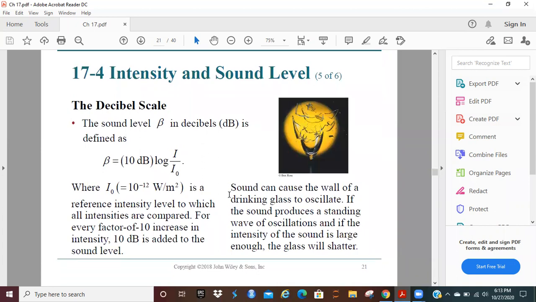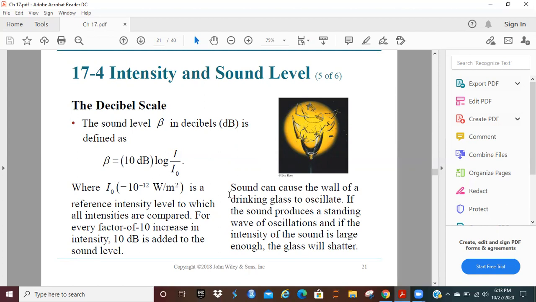The decibel scale. A sound level beta in decibels, with a capital B, is defined as beta equals 10 decibels times the log of the intensity divided by some standard intensity, which happens to be 10 to the minus 12 watts per meter squared. That's a reference intensity level to which all intensities are compared.